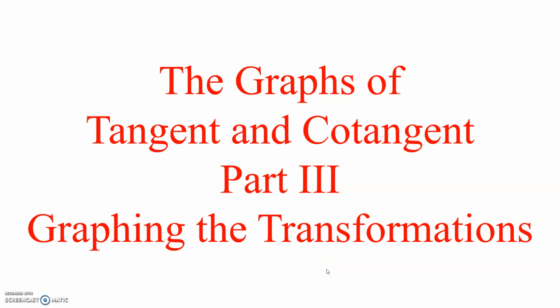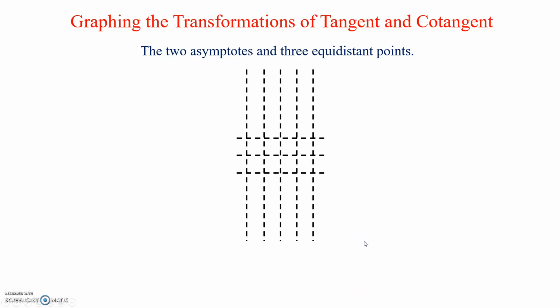Okay, we're going to finish up our conversation with the graphs of tangent and cotangent by illustrating graphing the different transformations. Well, as we saw earlier, in order to graph tangent and cotangent, we need 5 distinct locations, 2 asymptotes, and 3 equidistant points. So on the graph that you'll be provided, you will have to determine values to place on all 8 of these dotted lines.